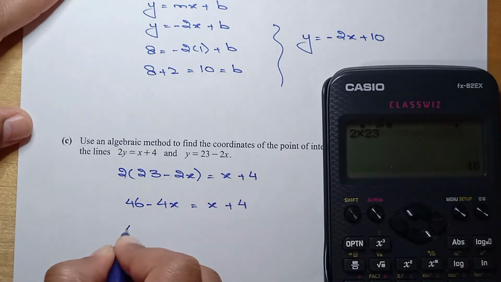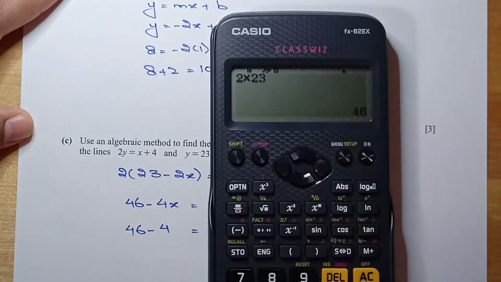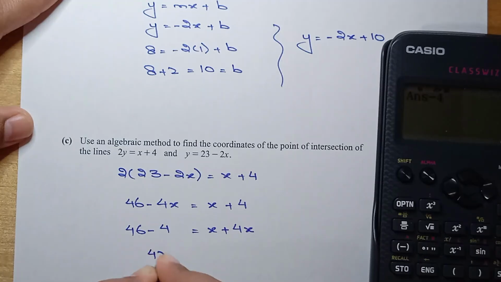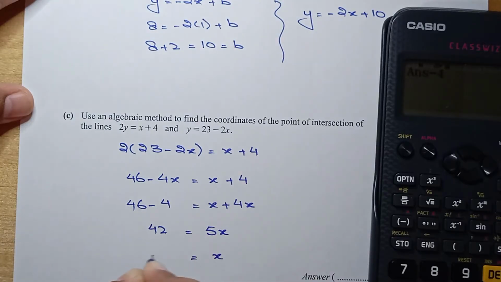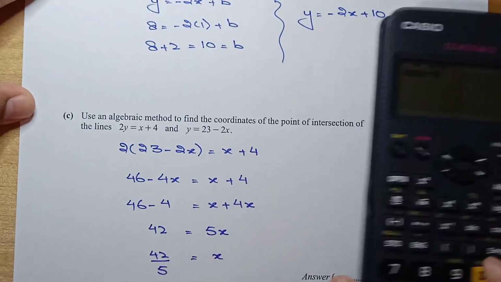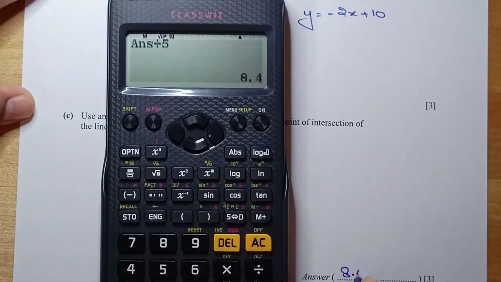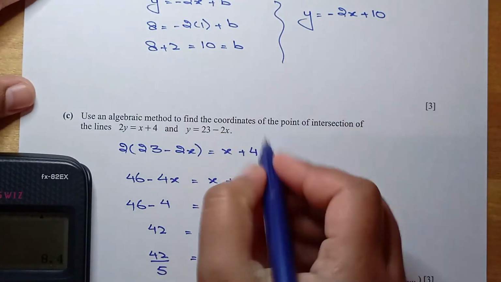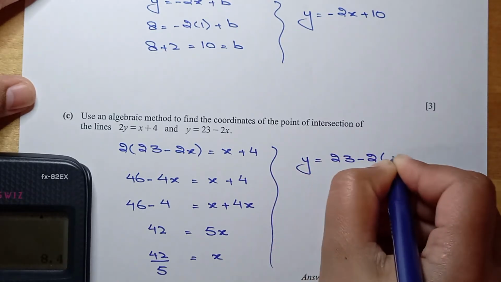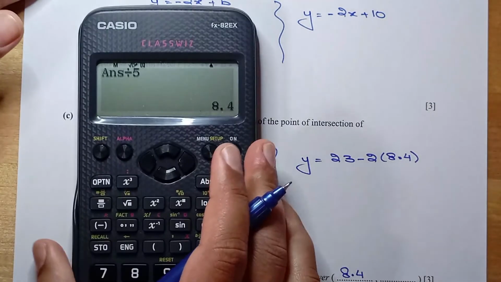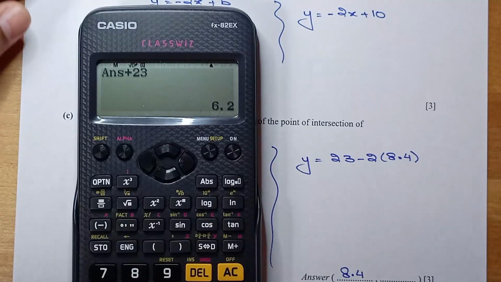Okay, so we have 46 minus 4 equals x plus 4x. 46 minus 4 is 42. Yes, 42 equals 5x. And to get the value for x, we have 42 by 5. 42 divided by 5 would be 8.4. So x is 8.4. Let me substitute that x into this equation to solve for y. So y equals 23 minus 2 times 8.4. Right, 8.4 times negative 2, and then add 23. We will get y, that is 6.2.